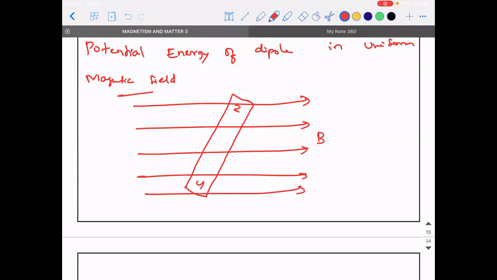Whenever you need to calculate potential energy, I would have told this many times: wherever you want to calculate a parameter called energy, what are we supposed to do indirectly? Find the work done. You would have learned this in the first chapter, second chapter also. How did we calculate the potential energy of an electric dipole in an external electric field?